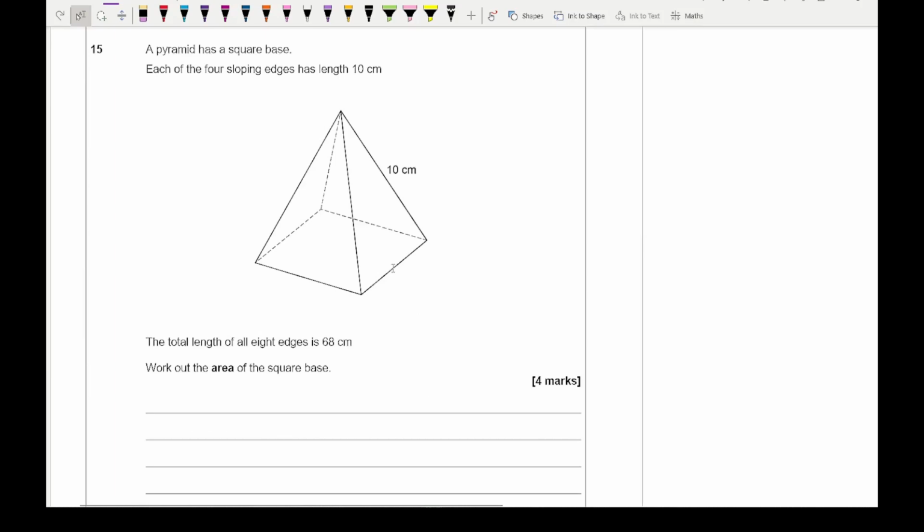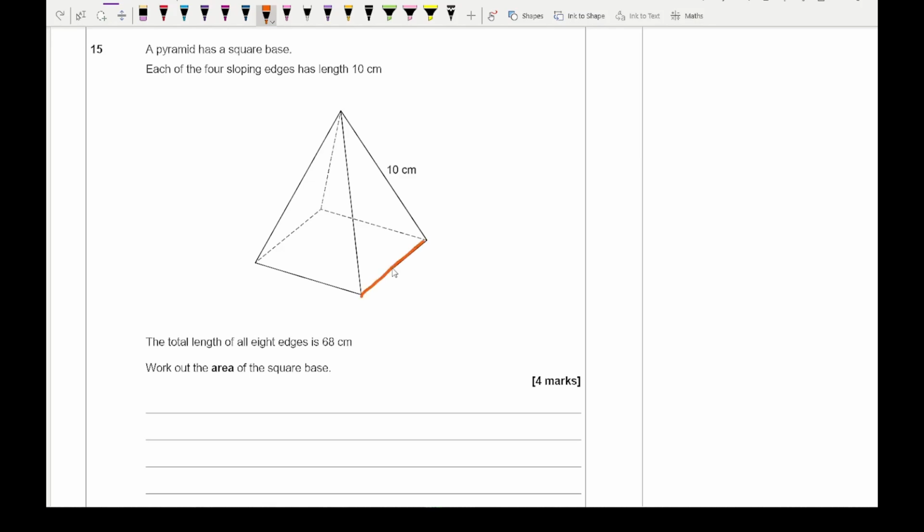Then moving on to question 15, it says that a pyramid has a square base. Each of the four sloping edges has a length of 10 centimeters. The total length of all 8 edges is 68 centimeters. Work out the area of the square base.